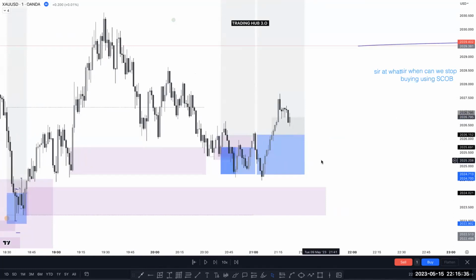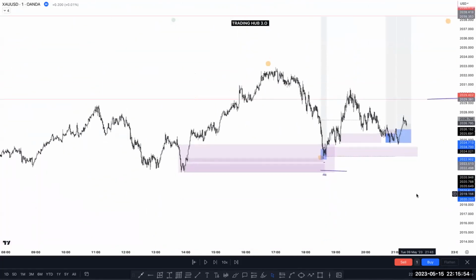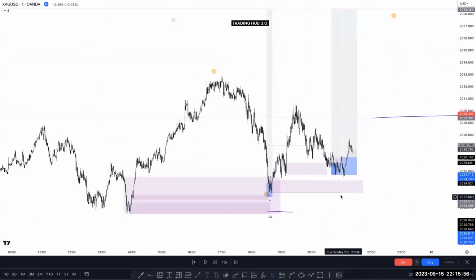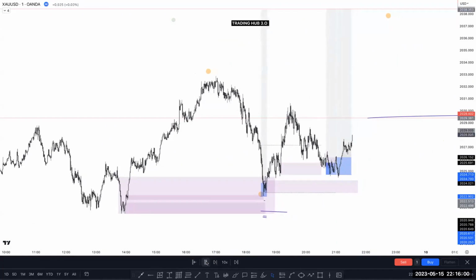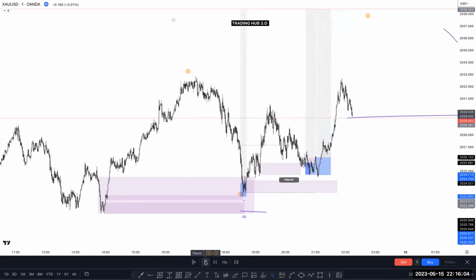When do we stop buying the single candle order block? When the previous structure high or low, the recent structure high or low is broken, then you should stop single candle buying and selling. I have explained this so many times. Okay, so let's see, and finally the market goes up.